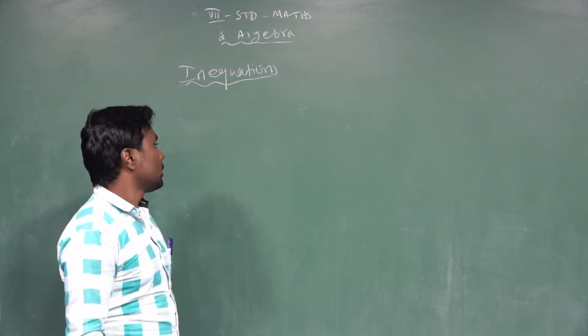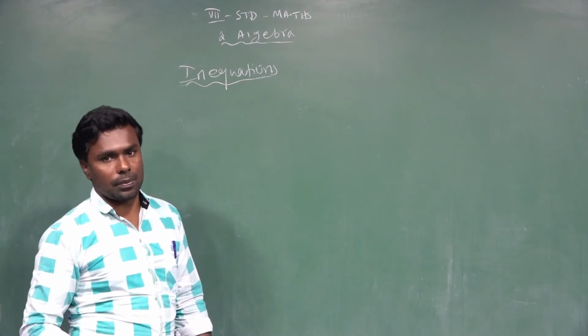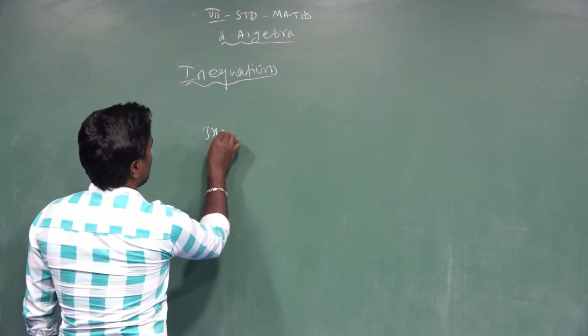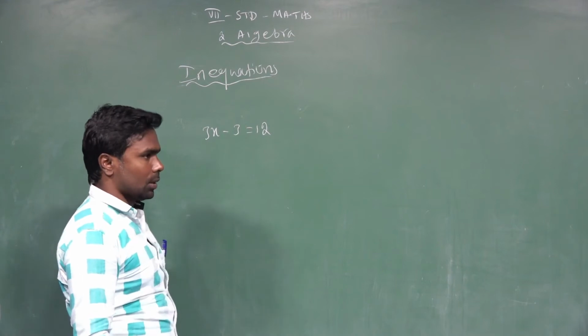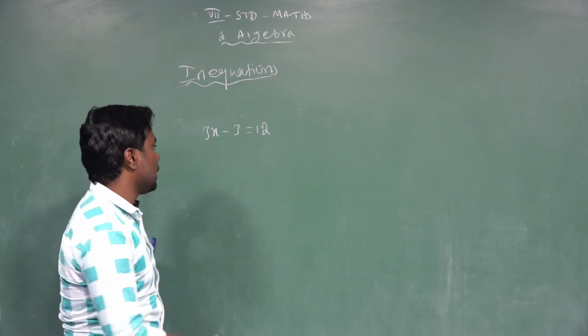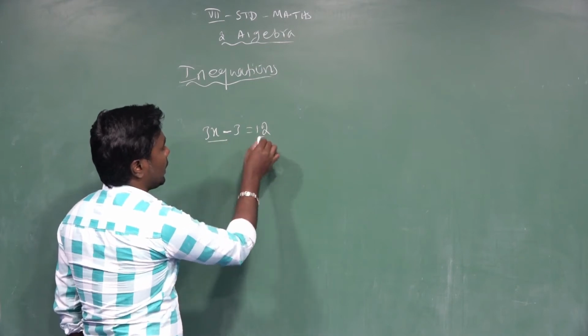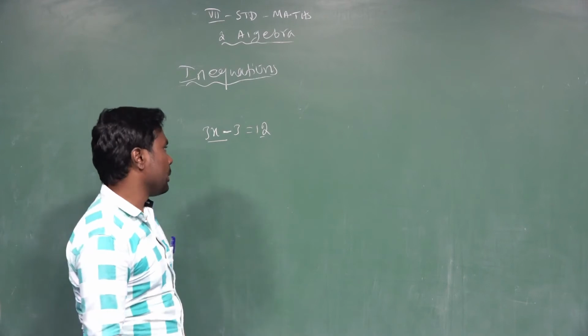Before we start, we already know equations. For example, 3x minus 3 equal to 12. This is a linear equation. You have to know that. This is called an equation because the left hand side and the right hand side are equal.